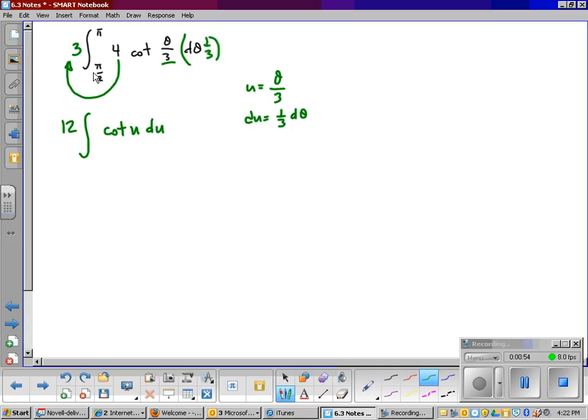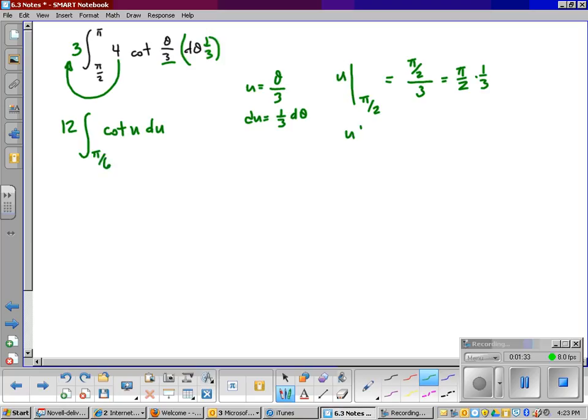The only thing left is the bounds, and these are theta bounds right here. I need to change them to u bounds so that I don't have to convert everything back to theta in the last step. To convert to u bounds, all you need to do is take your formula that relates u and theta, and substitute these thetas into there. If I evaluate u at pi over 2, then I get pi over 2 for the theta divided by 3. And when you divide by 3, that's the same thing as multiplying by 1/3. So you can see that the lower bound is going to be pi over 6.